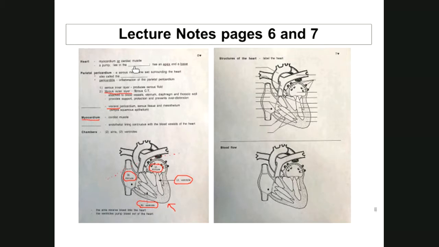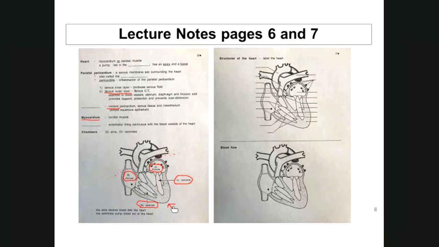Has an apex and a base. Now I put the apex down here at the bottom, a little arrow there. You can see the arrows pointing to the apex. Well, the top portion up here at the top is the base. There's no one specific spot. It's just the top of the heart. Apex just means tip. It doesn't mean top. It means tip. So the tip of the heart is called the apex.